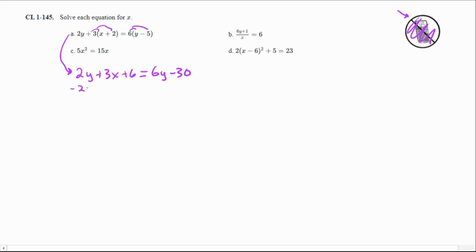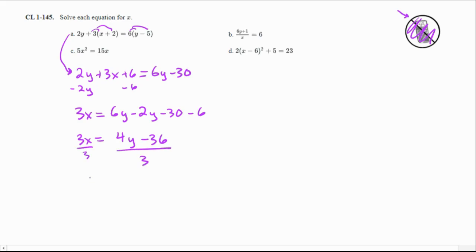So I'm going to subtract 2y and subtract 6 from both sides. 3x equals 6y minus 2y minus 30 minus 6. Combining like terms, I'm going to get 4y minus 36. I'm going to divide both sides now by 3, and I get x equals, let's call it 4/3 y minus 12. If you left it as 4y minus 36 over 3, fine, but I'm going to leave it like this.